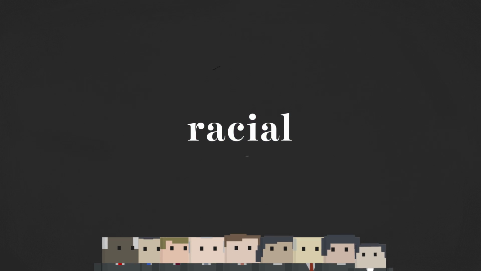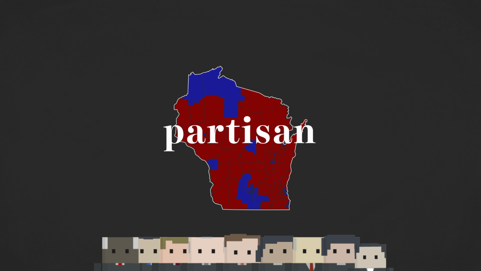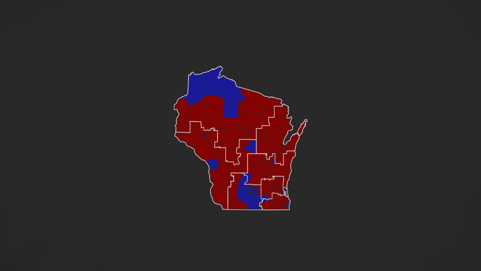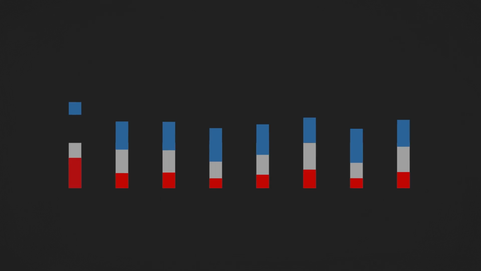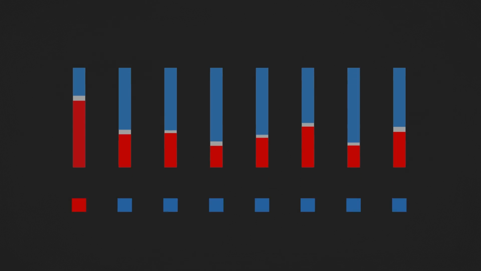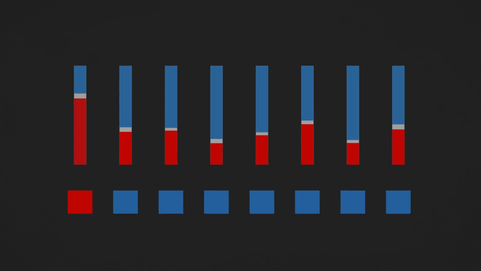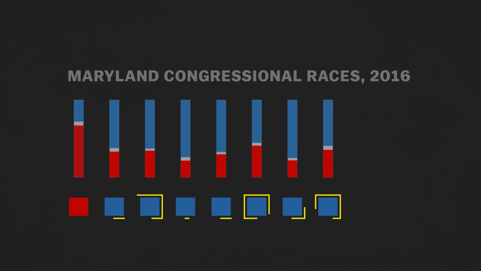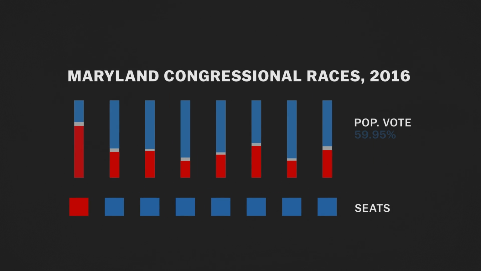The Supreme Court will also hear a case on partisan gerrymandering. Partisan gerrymandering occurs when a map is drawn to decrease the influence of a political party. You can see a likely case of partisan gerrymandering when you compare the popular vote of an election with the number of seats won. In 2016, Maryland elected 7 of its 8 congressional seats to Democrats. But the Democratic candidates only earned about 60% of the popular vote, so that's a pretty good indication that the maps are based in part on political affiliation.